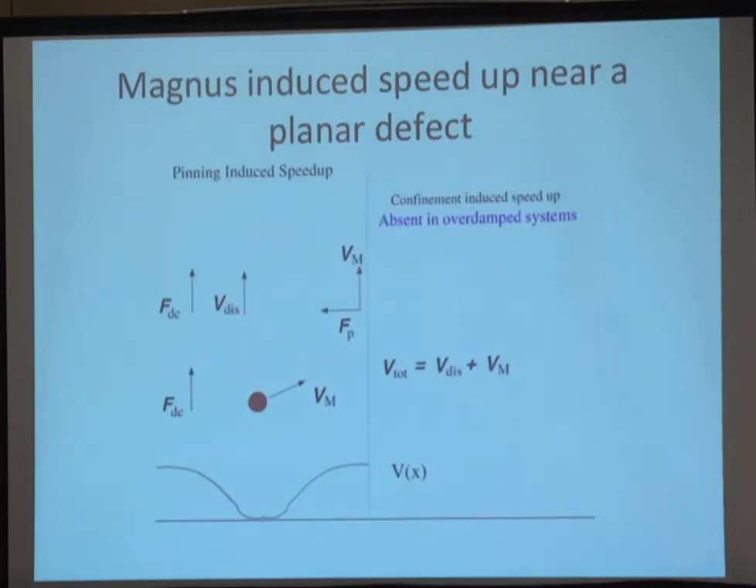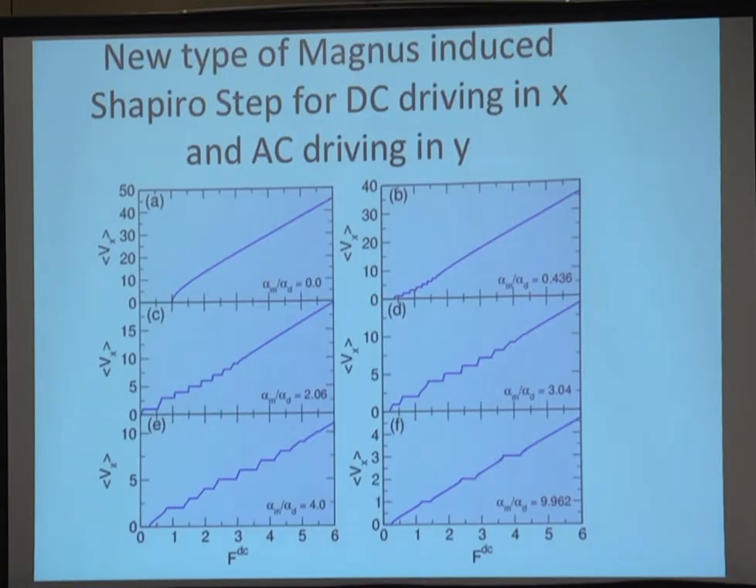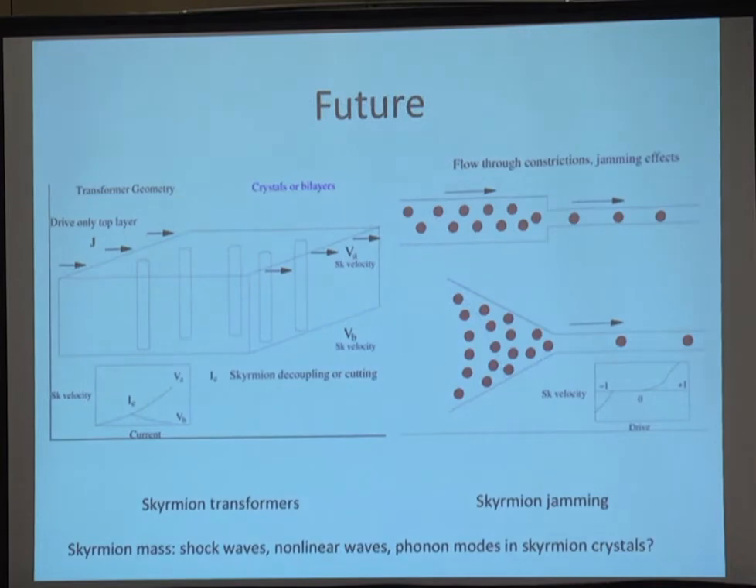And kind of running out of time here, we mentioned you can also have a new kind of Shapiro step. So with typical Shapiro steps in Josephson systems, your AC drive and DC drive have to be in the same direction, but in the skyrmion system, you can have an AC drive in a perpendicular direction, and you will still get Shapiro steps as well. And then let me just finish here.